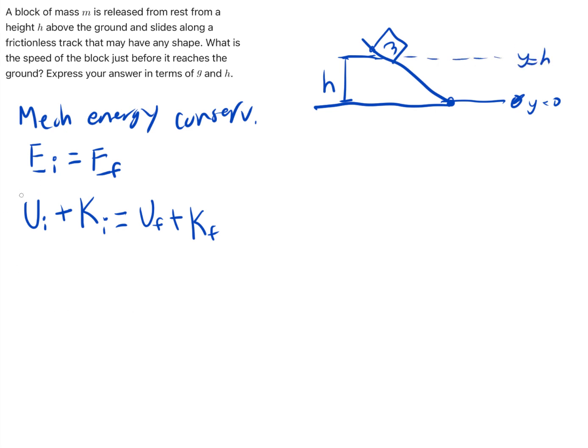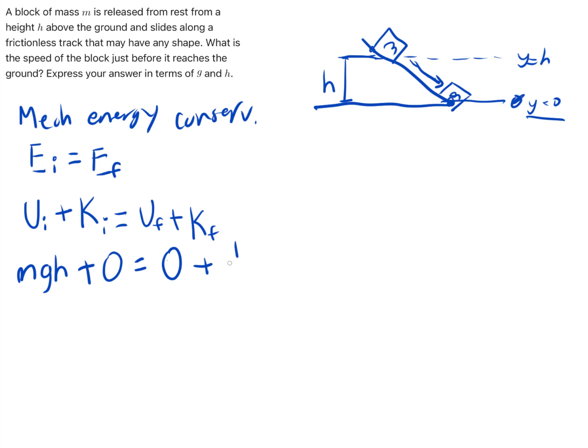So for the initial gravitational potential energy, the block is originally at a height h above our chosen reference of y equals 0. So initially, the gravitational potential energy is just mgh. And the initial kinetic energy is 0 since it's released from rest. And then when it slides down, the final gravitational potential energy will be 0 because the block will end up sliding down to the place where we defined y equals 0. So the gravitational potential energy at the end will be 0.